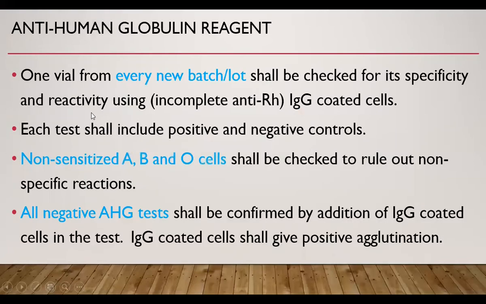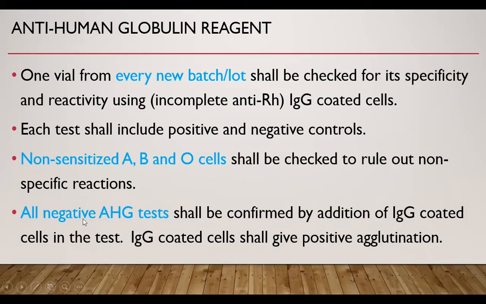Then about anti-human globulin reagent, one vial from every new batch or lot shall be checked for its specificity and reactivity using incomplete anti-Rh IgG coated cells. Each test shall include positive and negative control. Non-sensitized A, B, O cells shall be checked to rule out non-specific reactions.